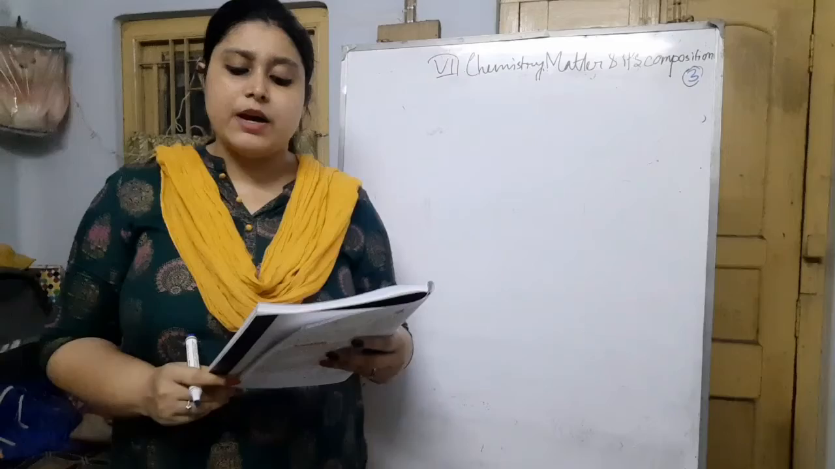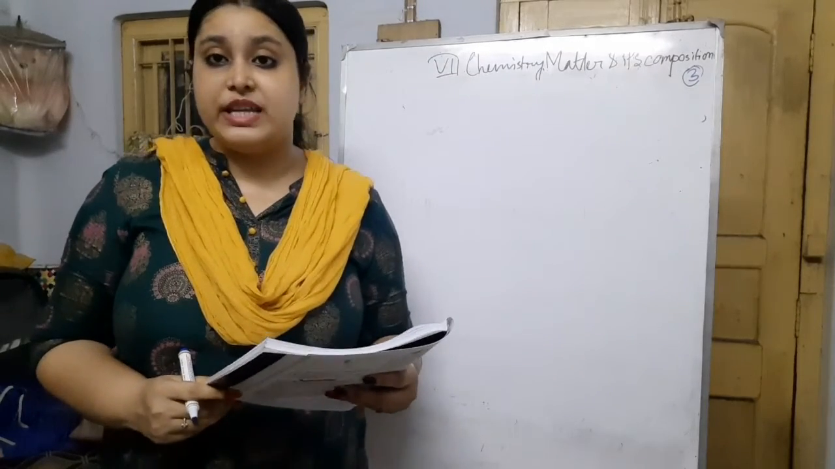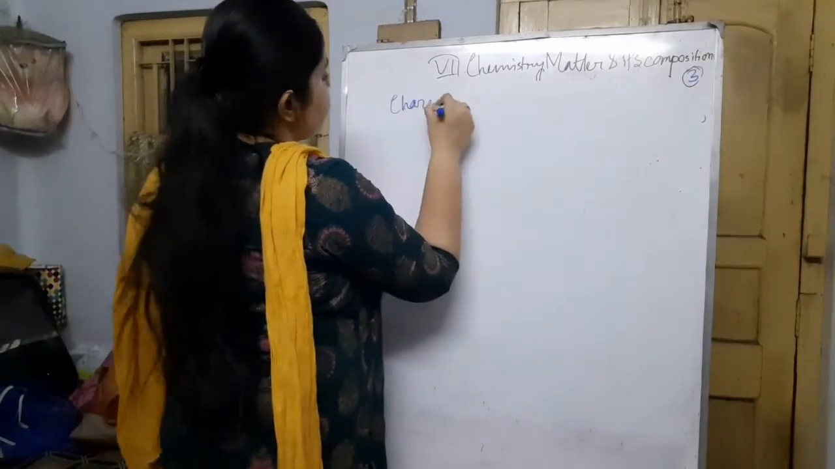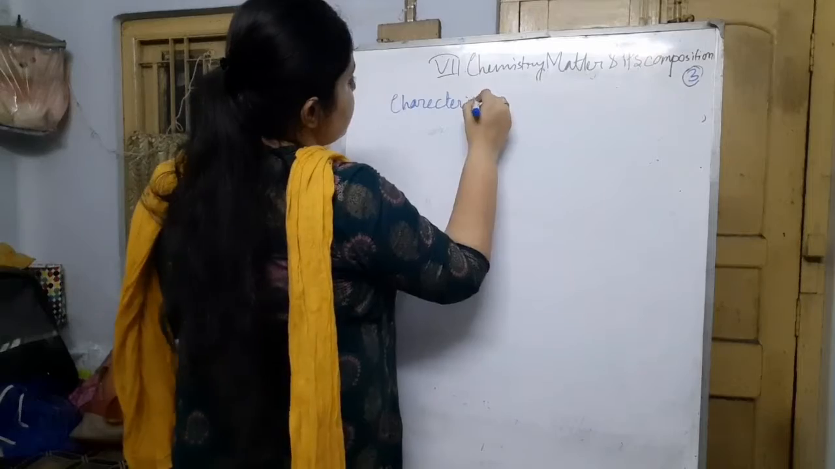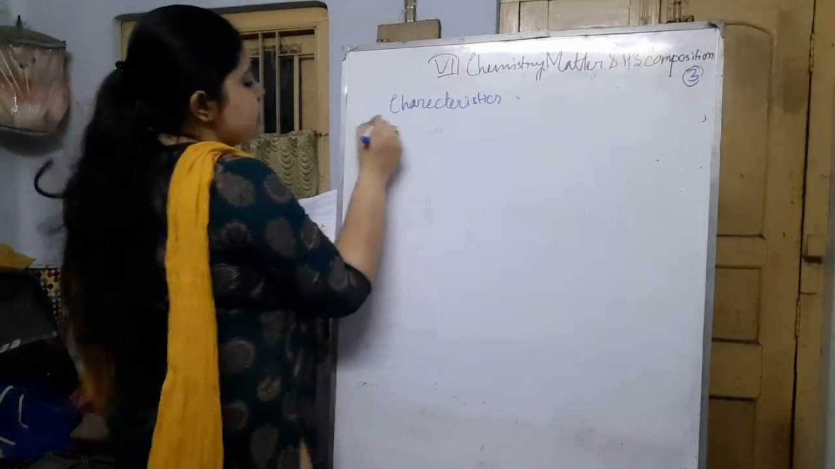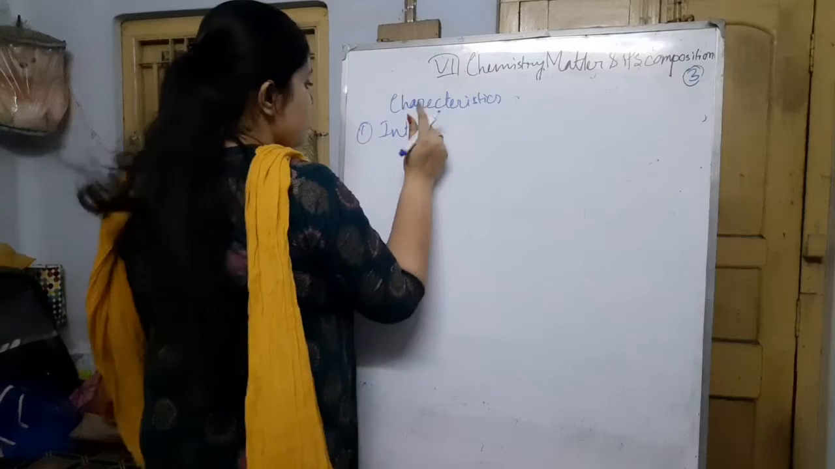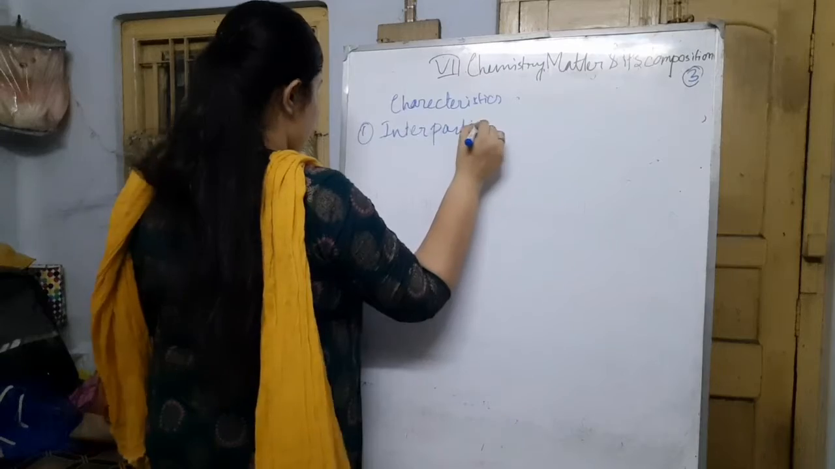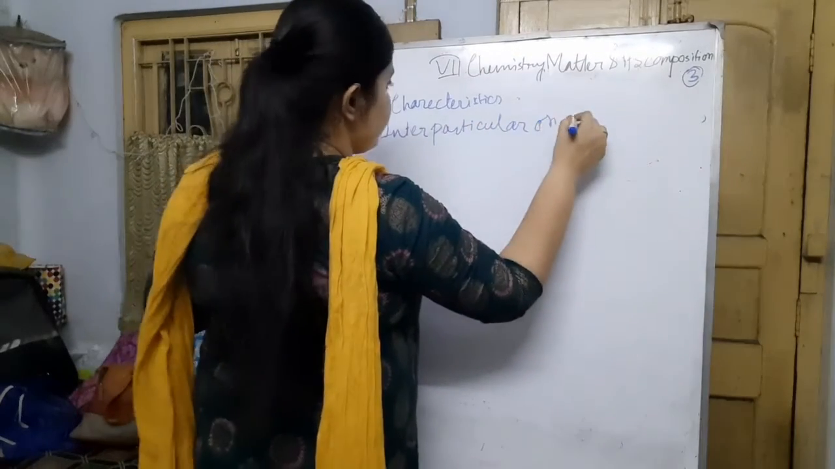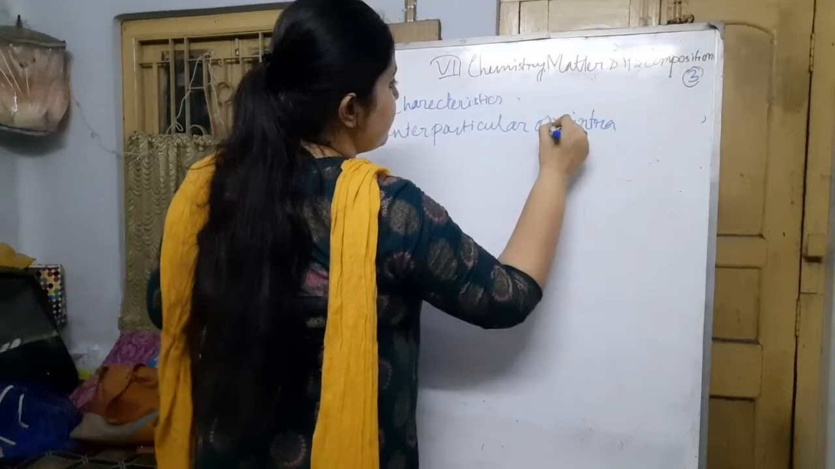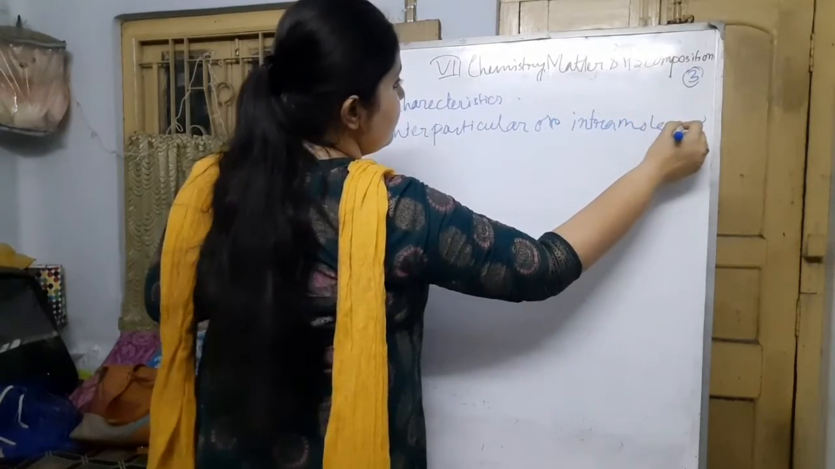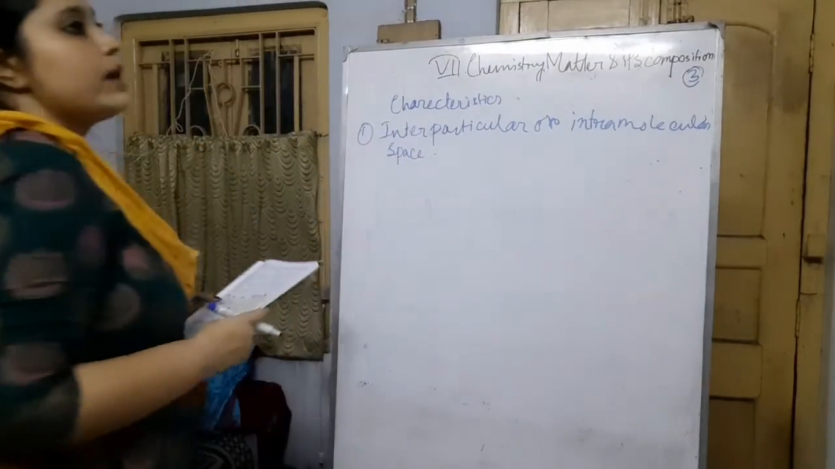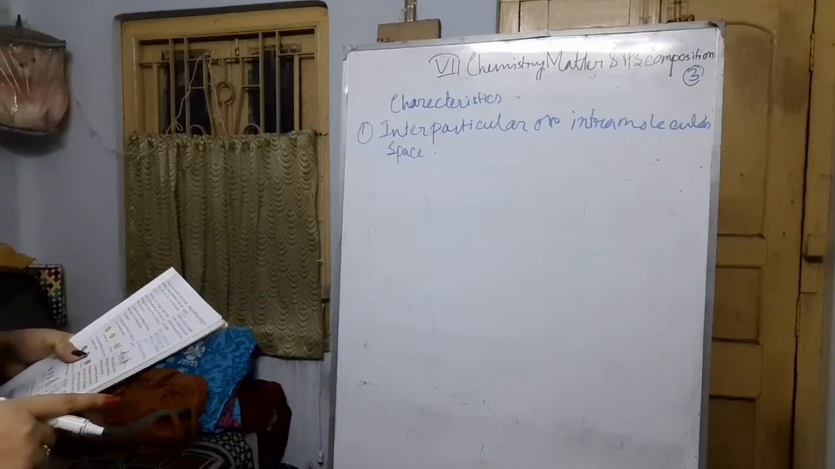Firstly, the particles of matter have space between them. It is called the intermolecular space, or interparticular or intramolecular space. So let me give you one example by which you can understand it better.